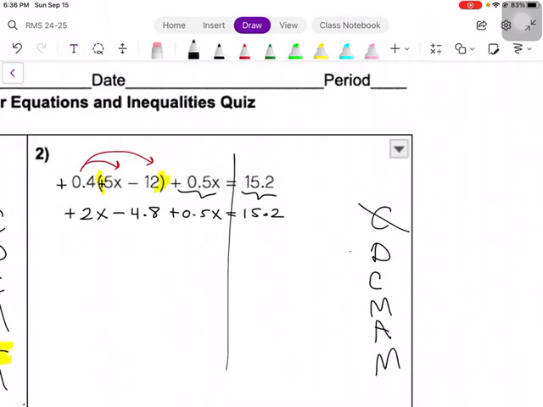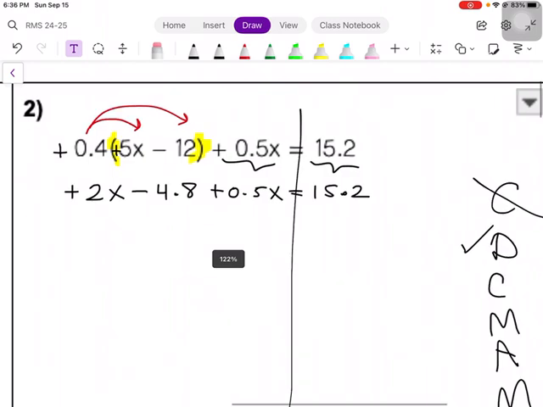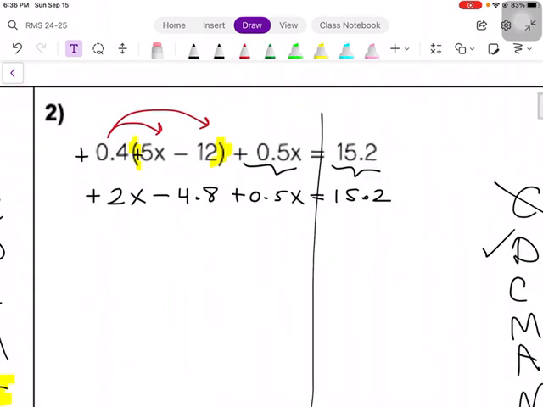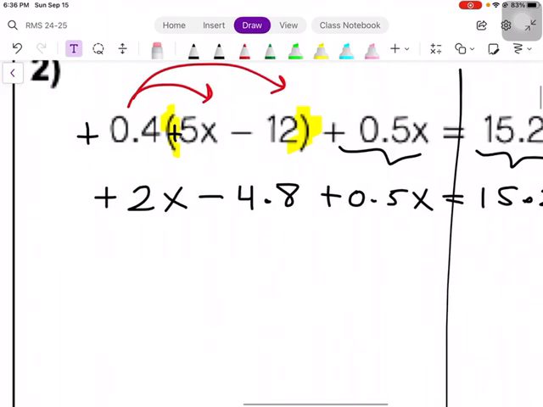And we're going to go ahead and cross off D for distribute. Now we're on to the next step, which is combine like terms on the same side. So if I look at the right side of my equals, I have the lonely 15.2. There's nothing we can do here. But if I look on the left side, I do have x terms that I can put together.